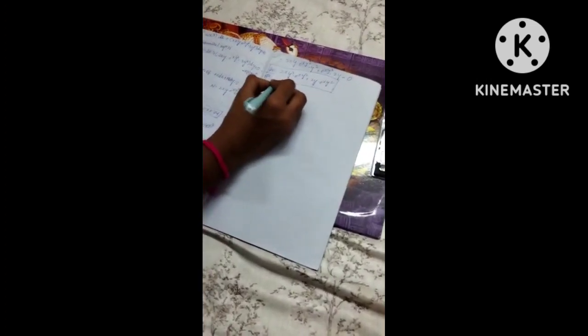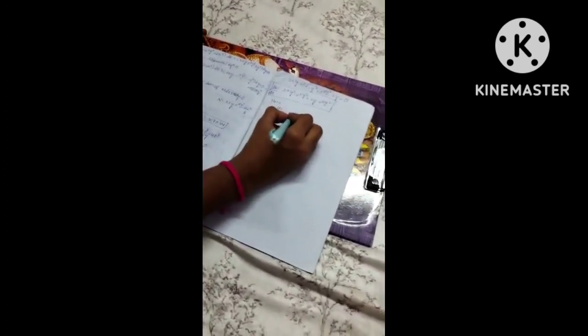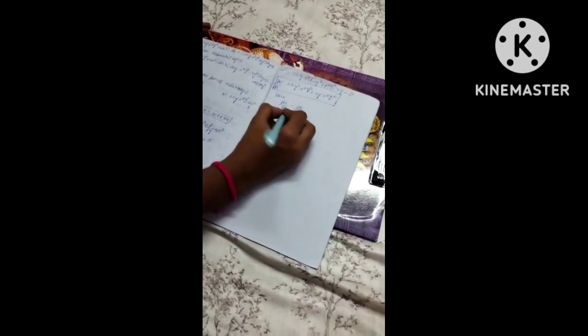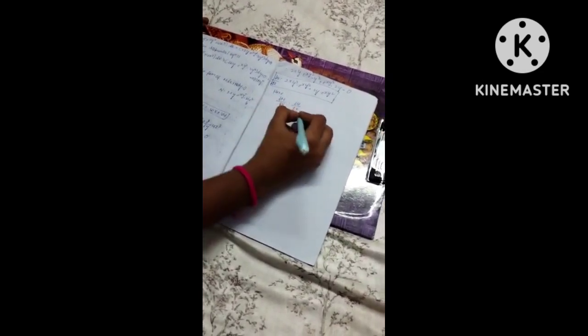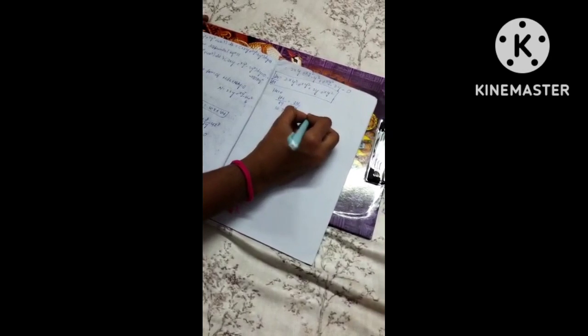Here, dou M by dou y is equal to dou N by dou x. So it is an exact differential equation.